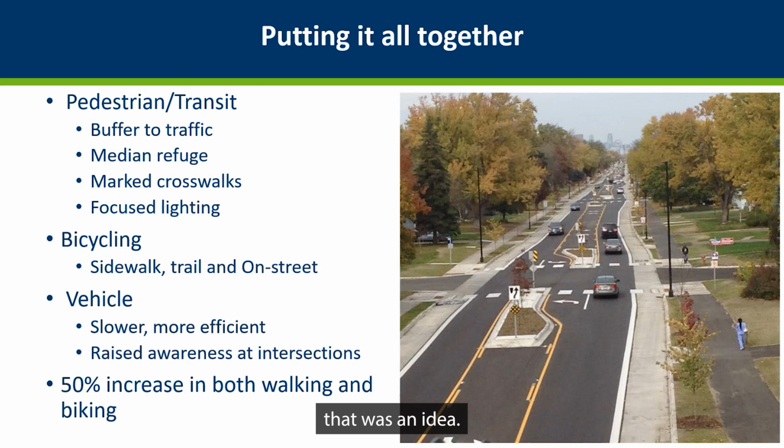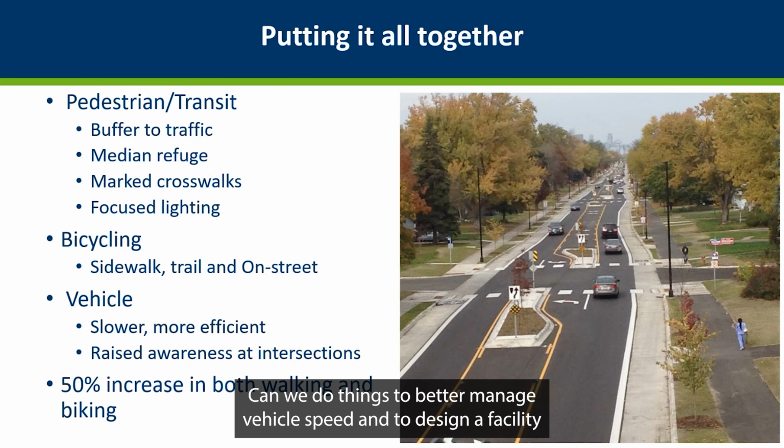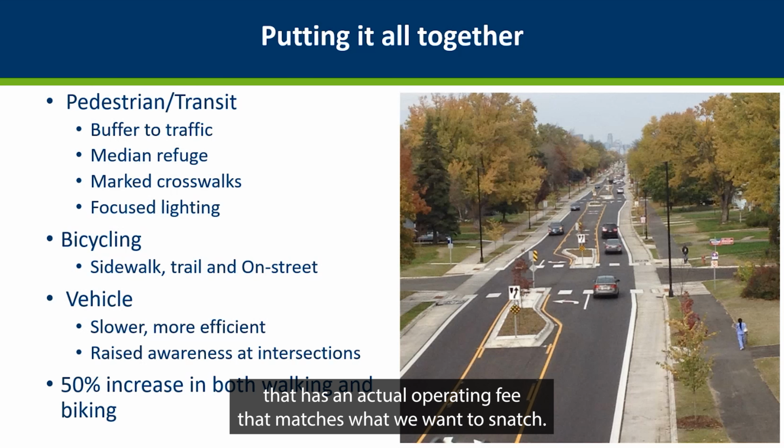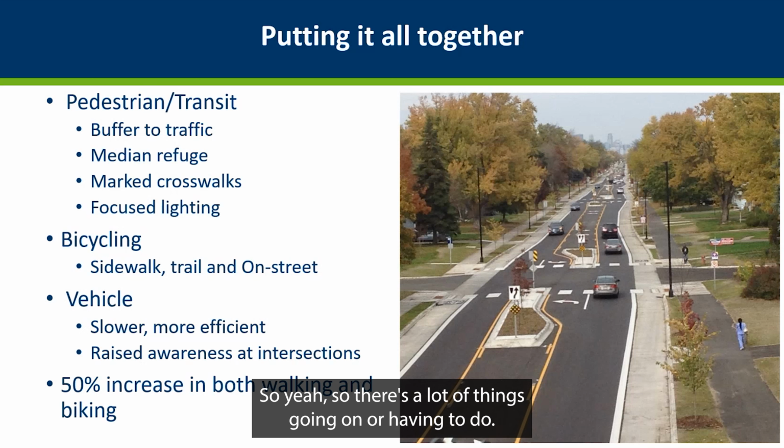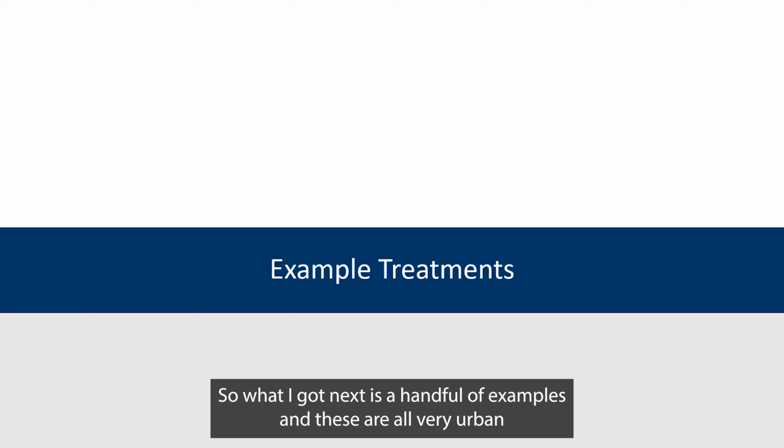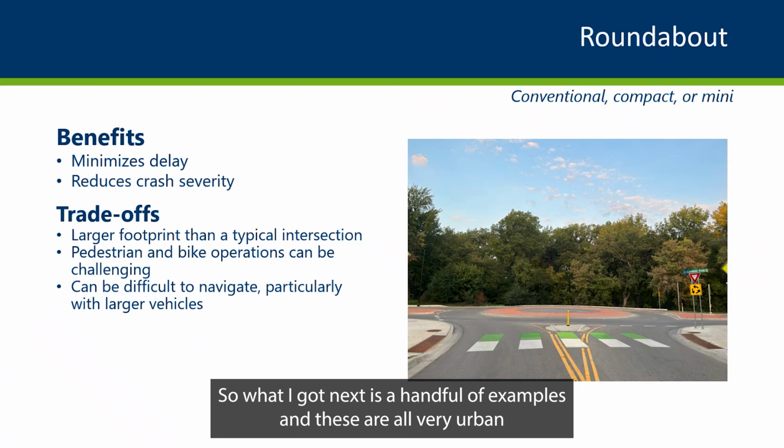That was an idea of can we do things to better manage vehicle speeds and to design a facility that has an actual operating speed that matches what we wanted it to match. So yeah, that's what I've got there. There's a lot of other things going on in this corridor that we need to do. So what I've got next is a handful of just example treatments.